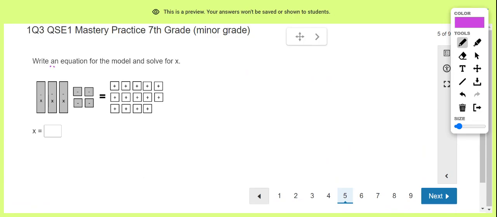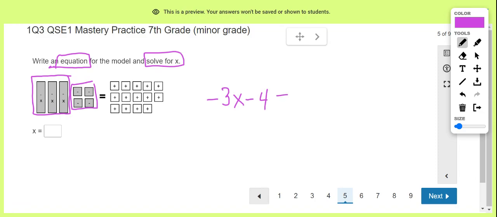Okay, so we're going to write an equation and then solve for x. Looking at the model, we have 3 negative x variables, so we have 3 negative x. And then we also have 4 negatives, and then an equal sign. Now we have 14 positives.